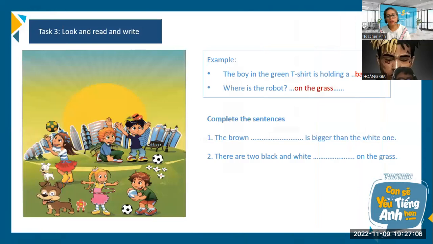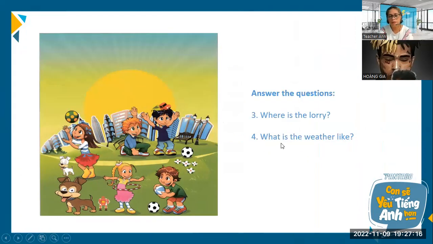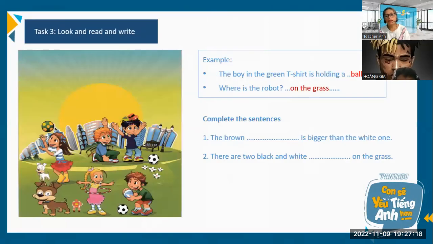Reading and writing. Okay, you look at this one. Okay, complete the sentences based on what you have seen. Please complete this.